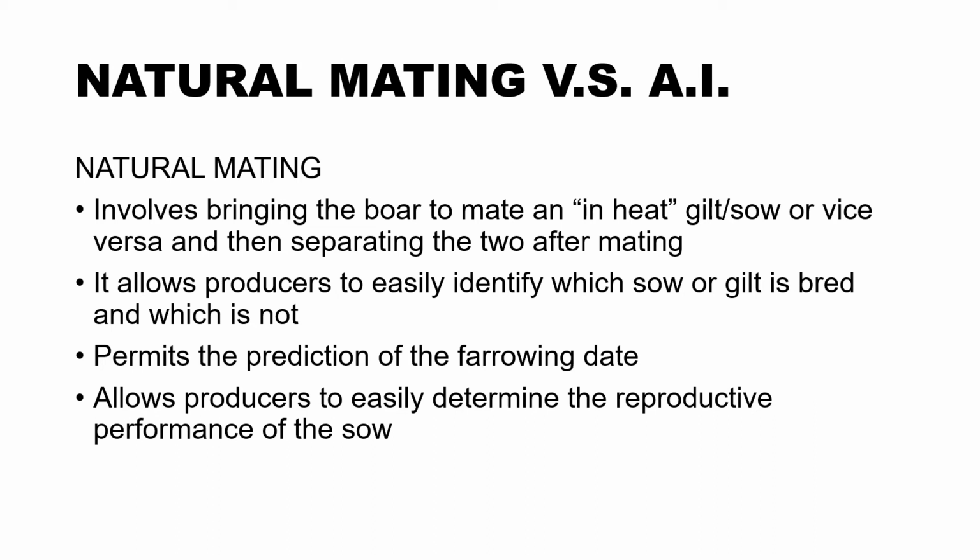So yun. Then, last is allows producers to easily determine the reproductive performance of the sow. So yun, kasi nga alam mo na kung ano yung na-mate. So, then you can see if maganda ba yung reproductive performance, nakuhanan ba kaagad, naging pregnant ba kaagad, or kailangan pa bang i-mate ulit. So yun, makikita mo yung reproductive performance ng sow mismo. Since you are parang hands-on ka doon sa natural mating.